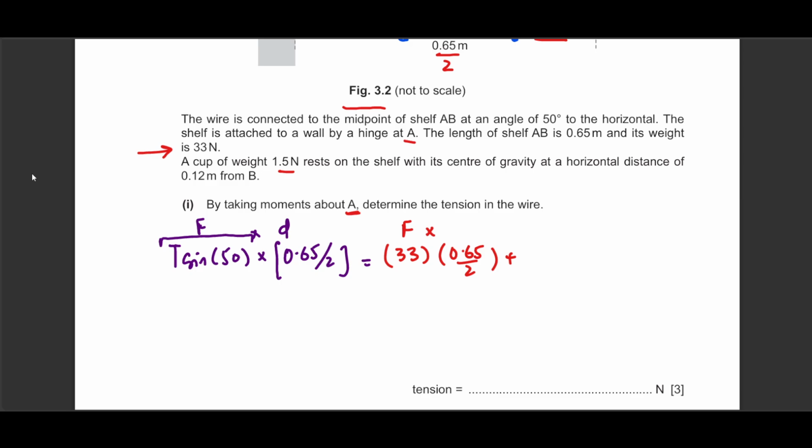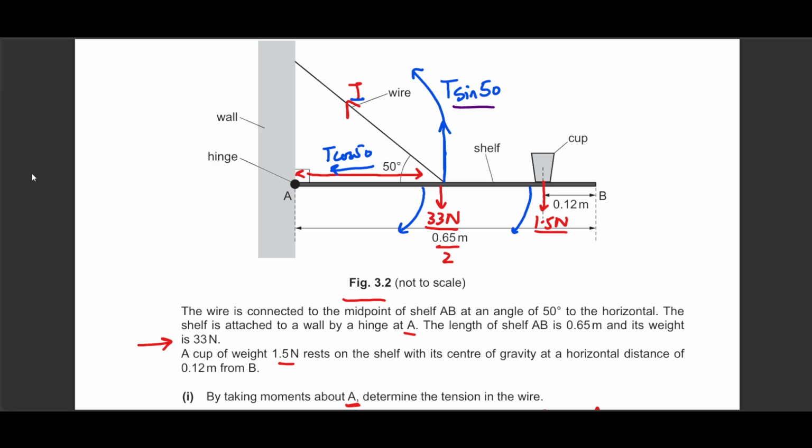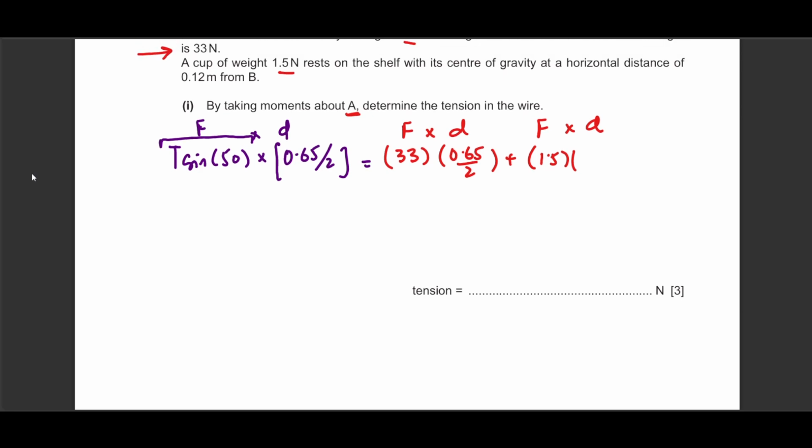Plus this is being helped by another moment provided by the cup. So the force, or the weight of the cup, is 1.5. The distance of the cup from the pivot, now this is interesting. You have to take it from the pivot point A up to this point. 0.12 is not its distance. We take the distances from the pivots. So this will be 0.65 minus 0.12, which is definitely going to be 0.53.